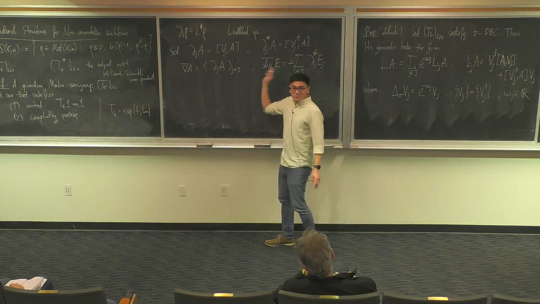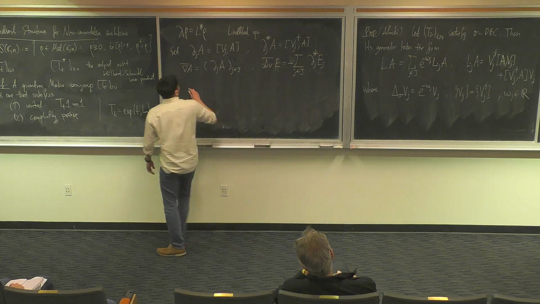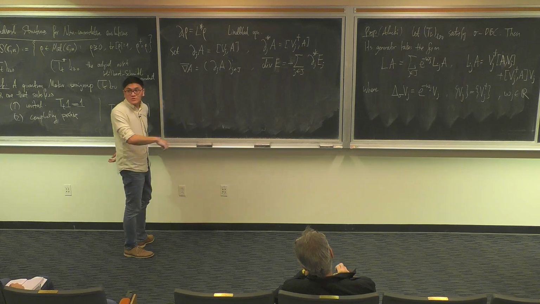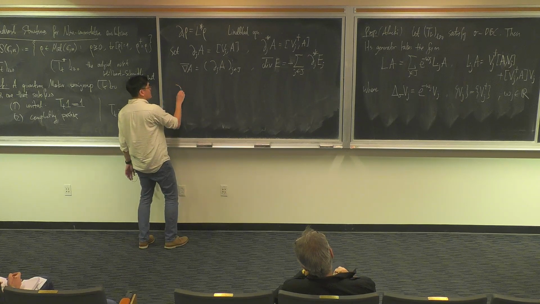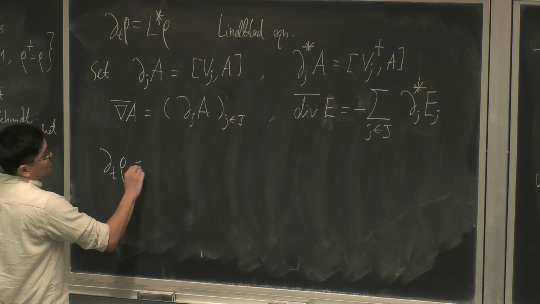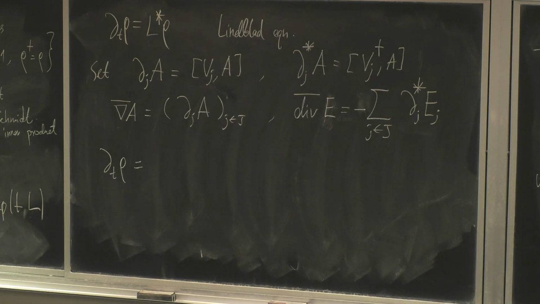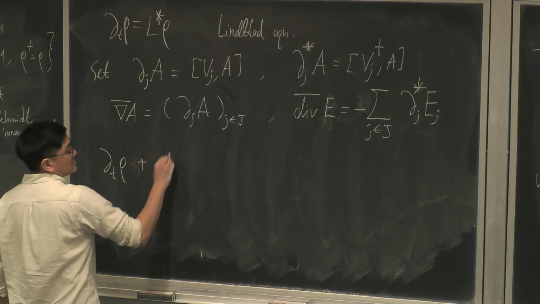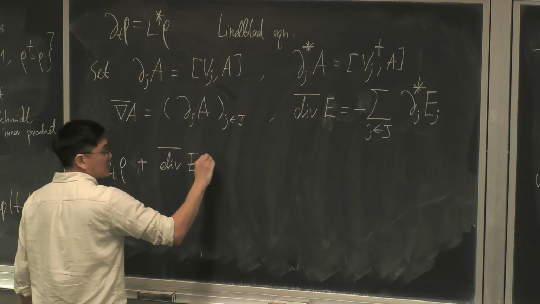Okay, so these are your structures. And now, in view of time, I'm not going to do this computation, but you can write down dt of rho to be equal to plus the divergence. This is our continuity equation.